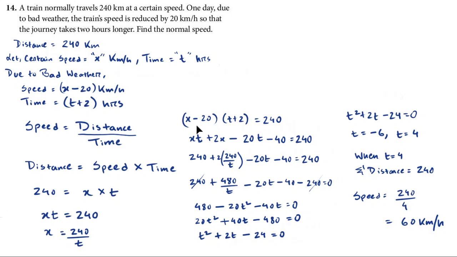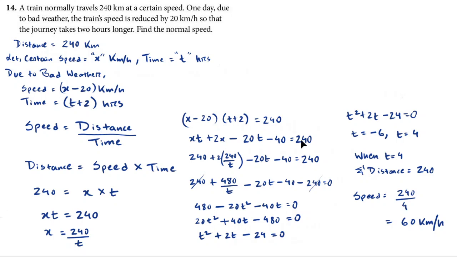During the bad weather, this is the speed multiplied by time. So speed is x minus 20 multiplied by t plus 2, which is again 240, because the train travels 240 km regardless of the weather.